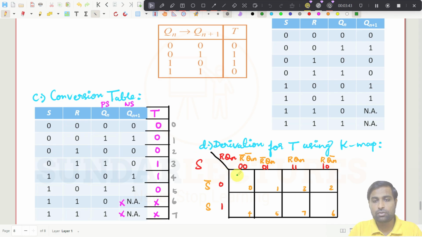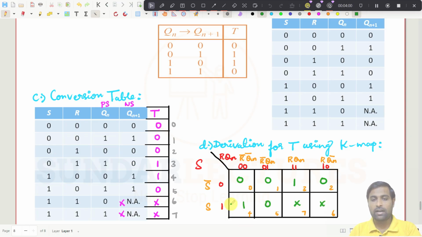It is 0 0 0. So first it is 0, and then for 2 it is 0, and for 3 it is 1, for 4 also it is 1, for 5 it is 0 actually, and for 6 and then 7 it is X, right?